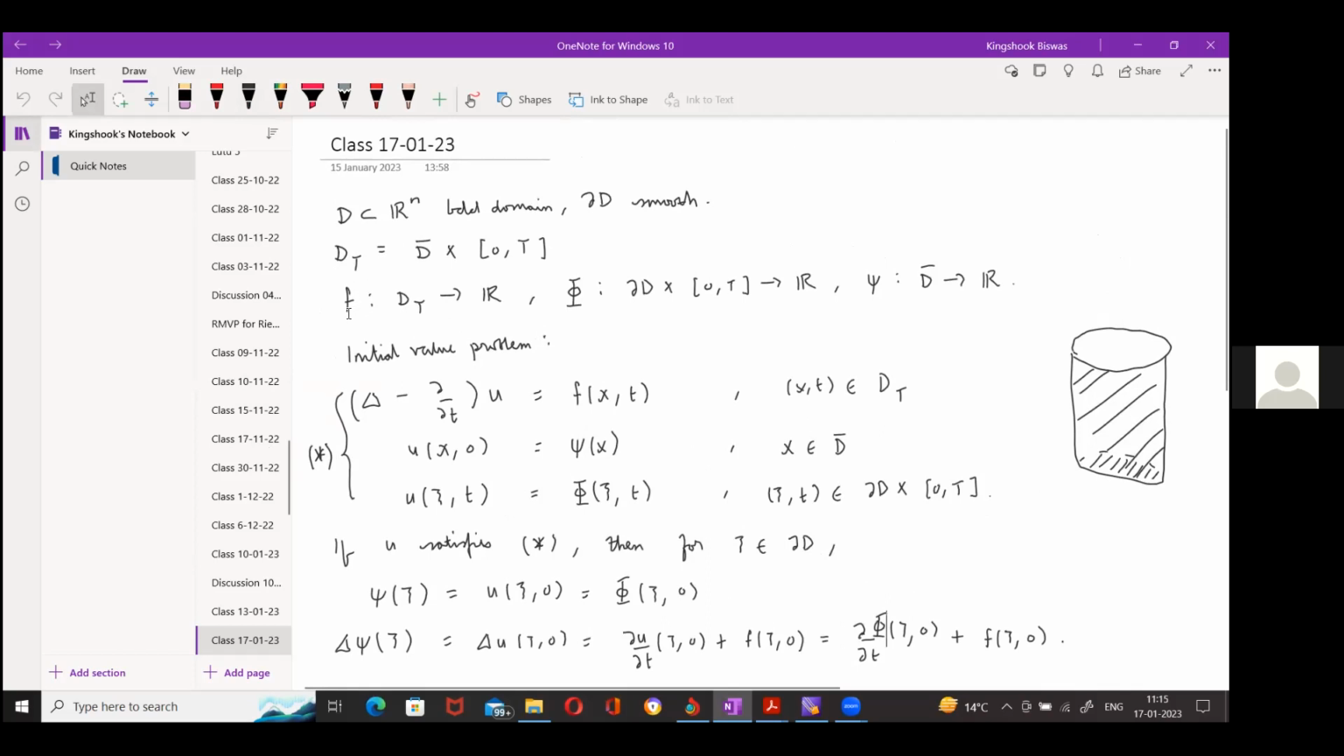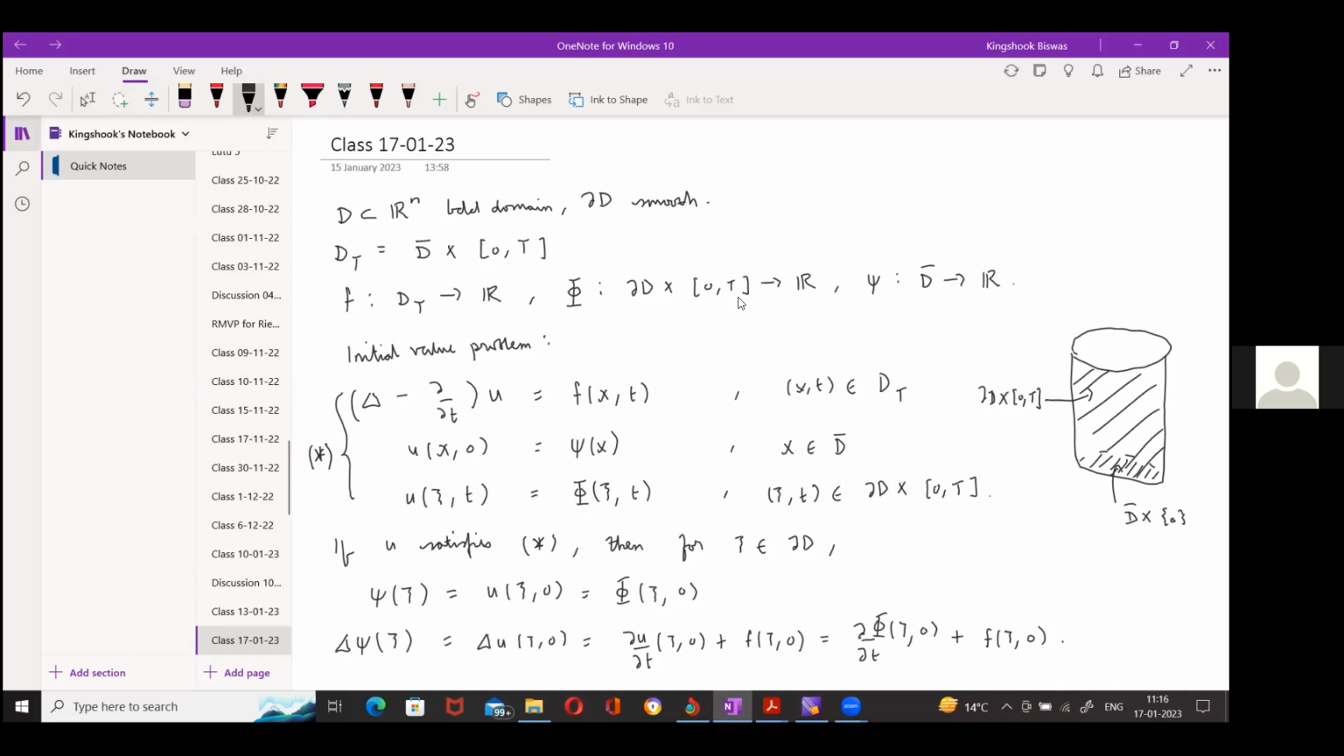And then I have the following data. So f is a function on D_T, on the whole cylinder. Phi is a function on the lateral boundary of the cylinder, that means on boundary D cross [0,T]. So that's this part here. This is boundary D cross [0,T]. And psi is a function on D closure, so that you think of as the bottom of the cylinder. That's D closure cross {0}.